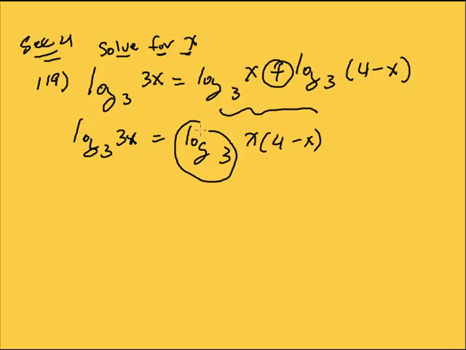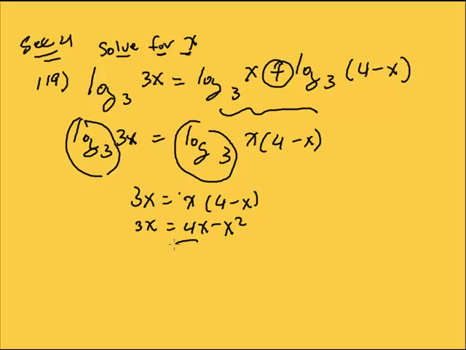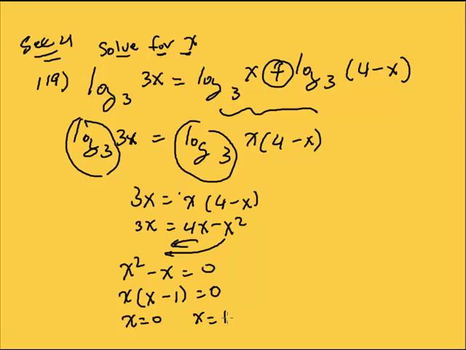Since that's log base 3 and that's log base 3, then 3x has to equal x times 4 minus x. So simplify this before we solve. We're going to have 3x equal to 4x minus x squared. Let's take everything to the left. When I do that, I get x squared minus x equal to 0. Then we factor and set each factor equal to 0. So x is equal to 0, and x is equal to 1.